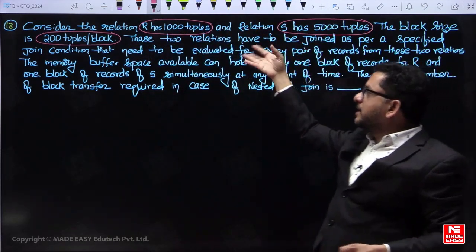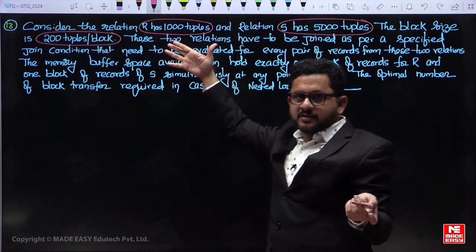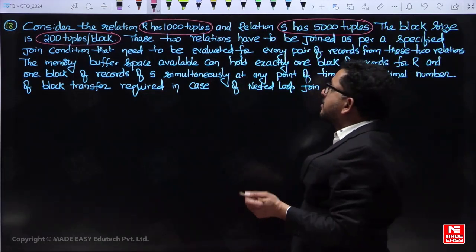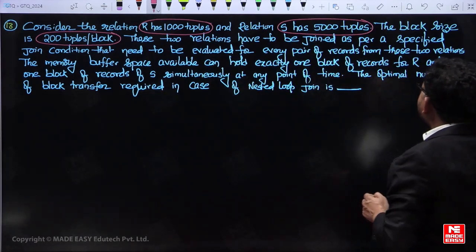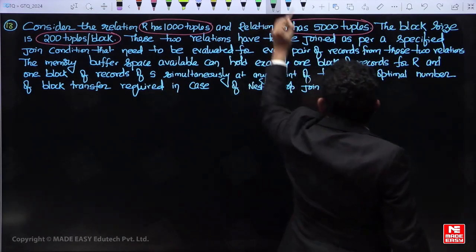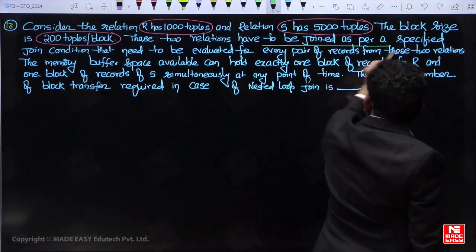Generally, for two separate tables the block factors can be separate. But only one piece of information is given, so the same block factor you can consider for R relation and S relation. Is it clear? Now, these two relations have to be joined as per a specific join condition.